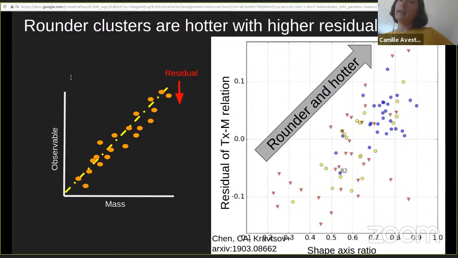So if you take a look at that kind of a measure for relaxedness, looking at the residual of TXM relations with the shape axis ratio, you see that rounder and hotter clusters, so rounder clusters tend to be hotter. So the more relaxed you are, that means you've had some time to fully thermalize all of the stuff that you've accreted over your entire past. You're more fully thermalized, you've ticked up in the residual of the TXM relation.